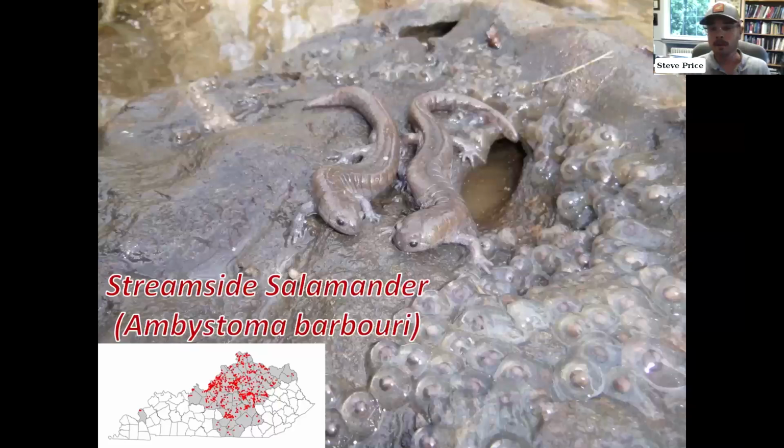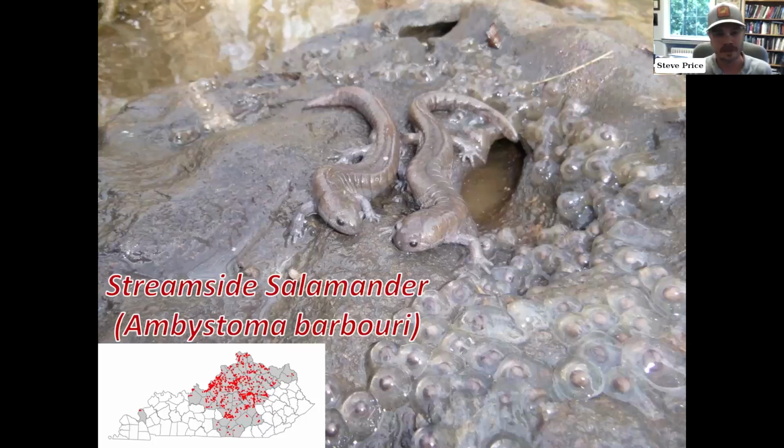Oh, and I would be remiss if I didn't talk about the streamside salamander, which is one of our more interesting salamanders we have here in Kentucky. And it's interesting for a couple of reasons. You can see its distribution. It's very common in the bluegrass region. In fact, one of our most common salamanders. It is related to things like the spotted salamander, the marbled salamander.